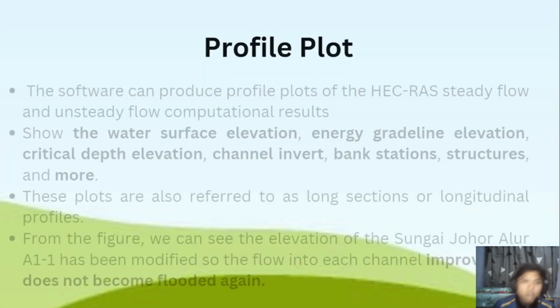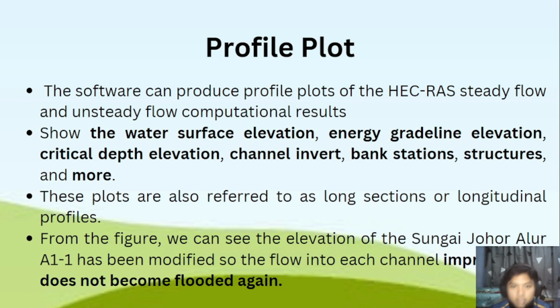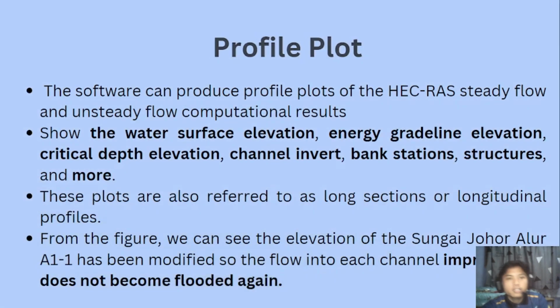So in HEC-RAS we learned that we can get the profile plot of steady flow and unsteady flow computational results. It can show the water surface elevation, energy grade line elevation, critical depth elevation, and more. From the figure, we can see the elevation of Sungai Johor from chainage 0 to chainage 1177.5 that has been modified, so the flow in each channel improves and does not become flooded again.